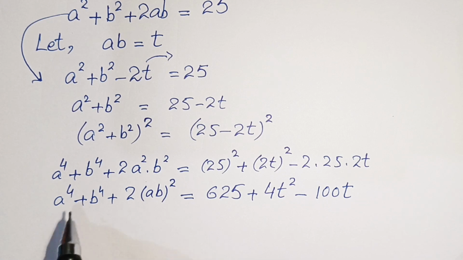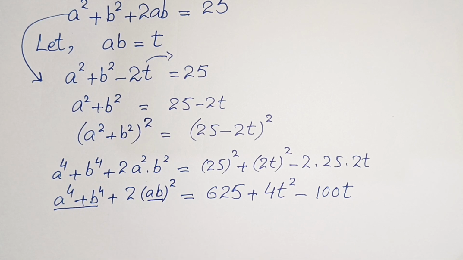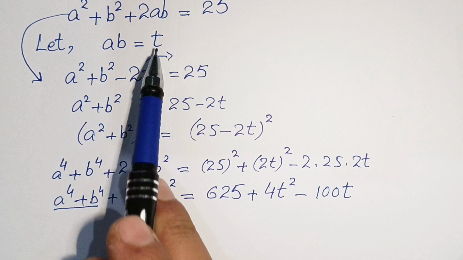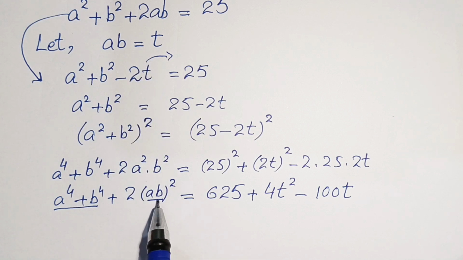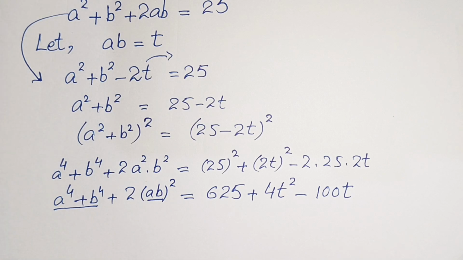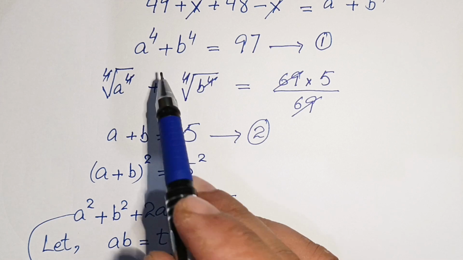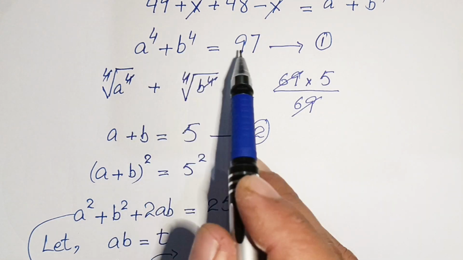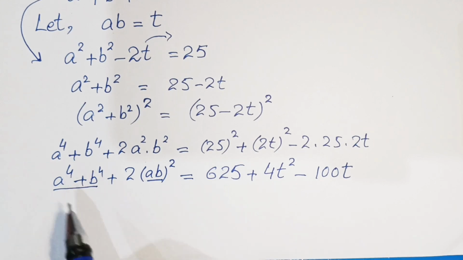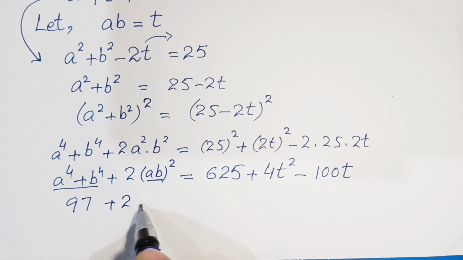Now we see that here we have a to the power 4 plus b to the power 4, and it is a times b. So a times b is equal to t. Now we just put the value of this a times b, which is equal to t, and we have this a to the power 4 plus b to the power 4 according to equation 1. If we just review here, a to the power 4 plus b to the power 4 is equal to 97.